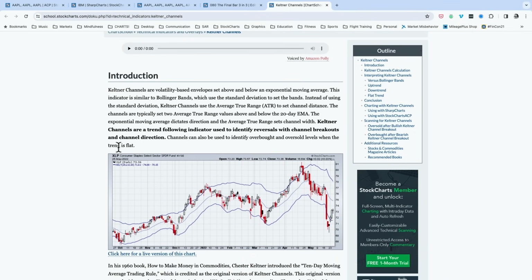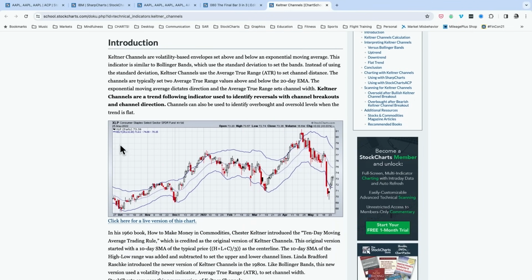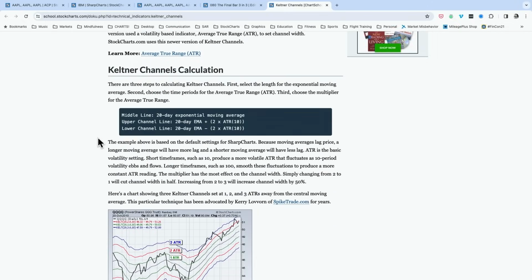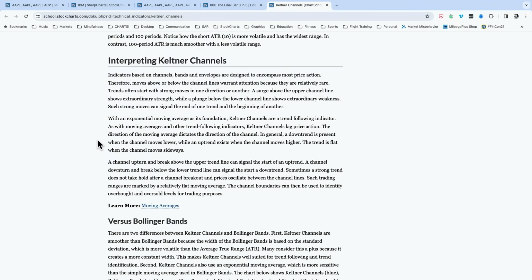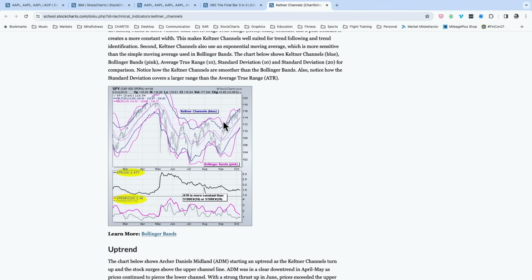This article in particular tells you what Keltner channels are. Keltner channels and Bollinger Bands are actually very, very similar. And further down in this particular article, there's this really good chart I wanted to show you that shows the two of them together. And as you can see, they're both based on trading bands. So they're both very similar. The difference is how those trading bands are created.